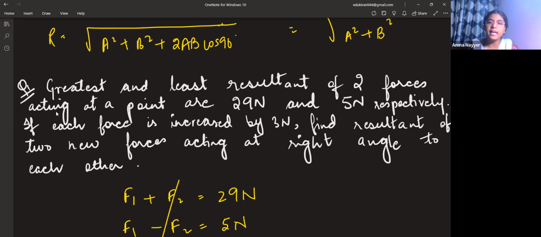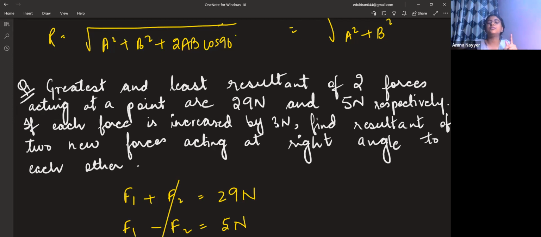The first two lines were the hint to find out what is the value of F1 and F2. Now we have found the values of F1 and F2. So if I know the value of F1 and F2, can I know the value when they are increased by 3? Increased by 3 means if you have 1, you add 3, you get 4. Right? 1 increased by 3 means 4.